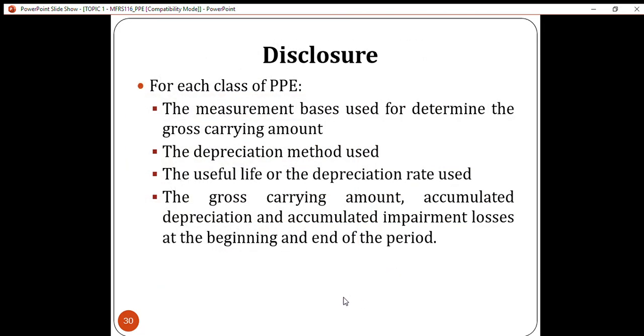Alright, this one is about the disclosure of PPE. For each class of PPE, the measurement basis used for determining the gross carrying amount has to be disclosed in the financial statements, and the depreciation method used, the useful life or the depreciation rate used. The gross carrying amount, accumulated depreciation, and accumulated impairment losses at the beginning and at the end of the period also must be disclosed in the financial statements.